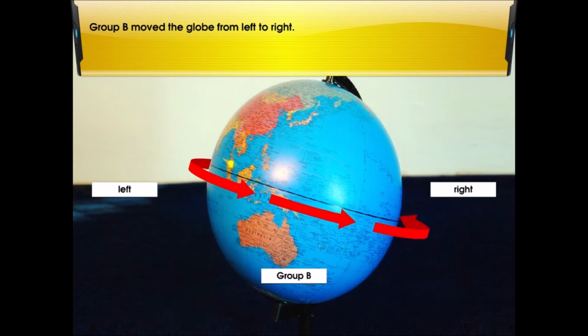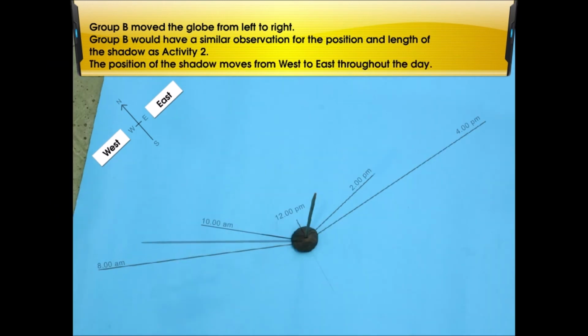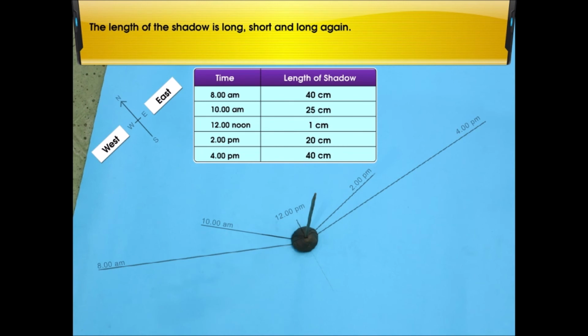From left to right. Group B would have a similar observation for the position and length of the shadow as Activity 2. The position of the shadow moves from west to east throughout the day. The length of the shadow is long, short, and long again.